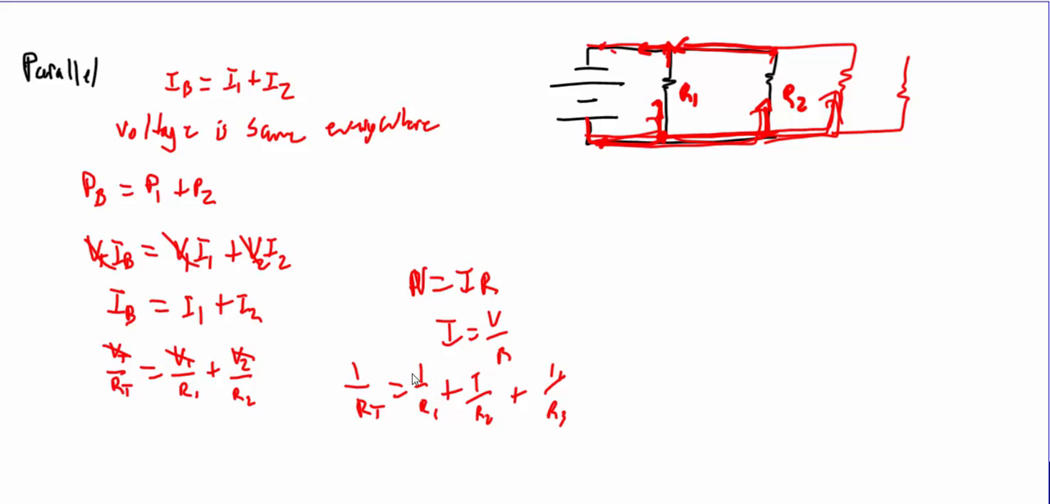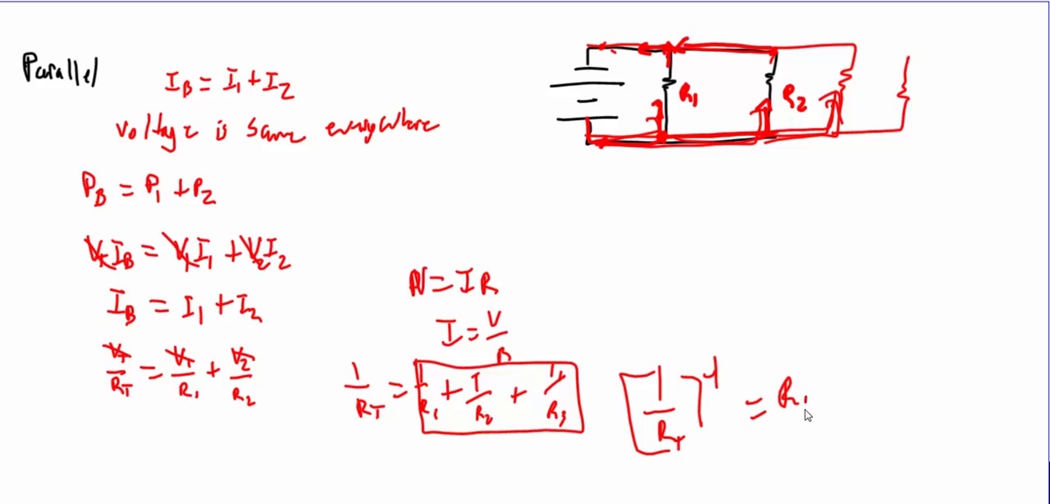Got to be careful with this. When you add up these resistors, you're not finding resistance, you're finding the inverse of resistance. So at the end, be sure you invert that back, and 1 over RT to the negative 1 is actually the total or equivalent resistance of this circuit.